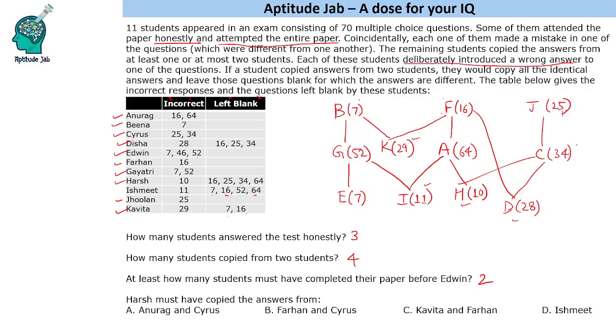Now, next question. It says Harsh must have copied the answers from which two people? So Harsh copied from Anurag and Cyrus. So that is the solution to the set and the answers to the questions.